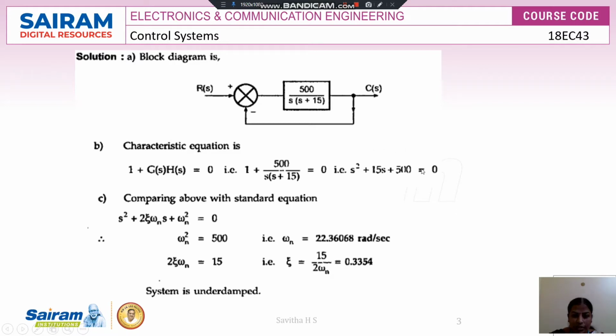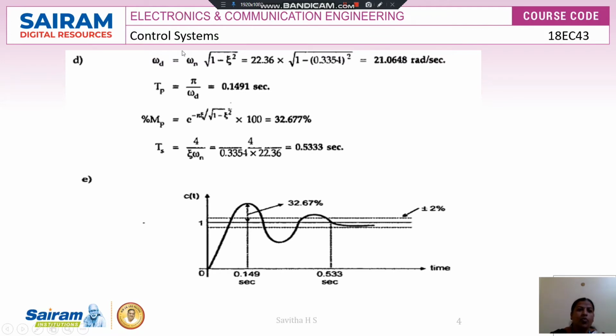This equation should be compared with the standard second order equation, s square + 2 zeta omega n s + omega n square = 0. So now I'll compare the values. Omega n square is equal to 500, so omega n is 22.36 radians per second, and 2 zeta omega n is 15, so zeta is equal to 15 by 2 omega n, which is 0.3354. The system is underdamped. Now omega d is omega n times the square root of 1 minus zeta square. We got all these values, omega n and zeta.